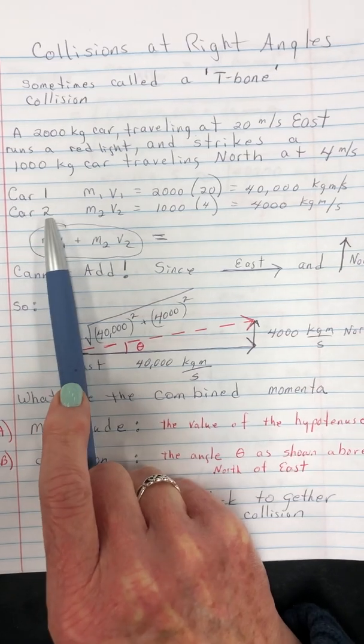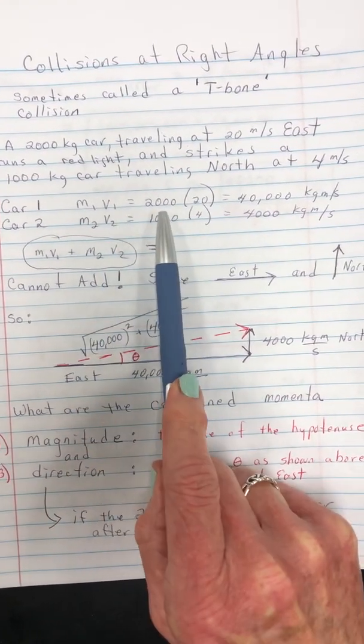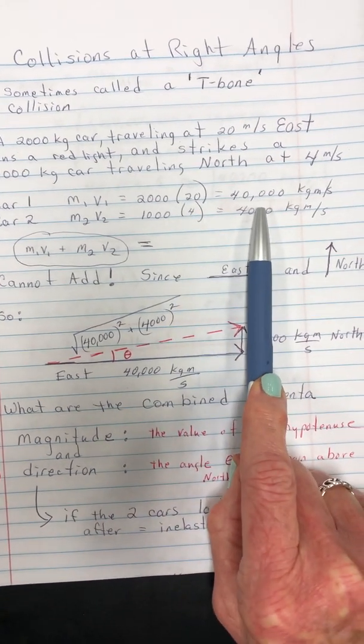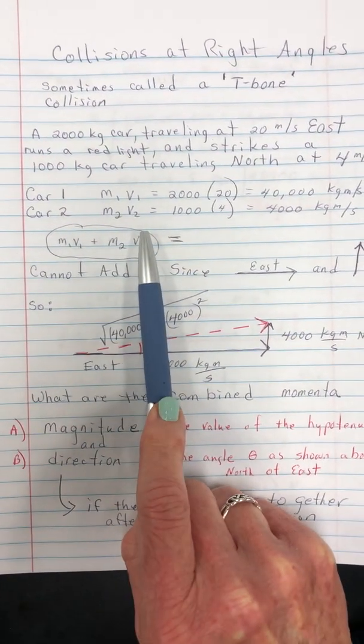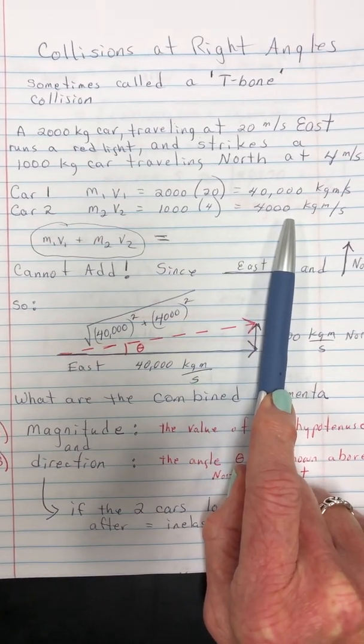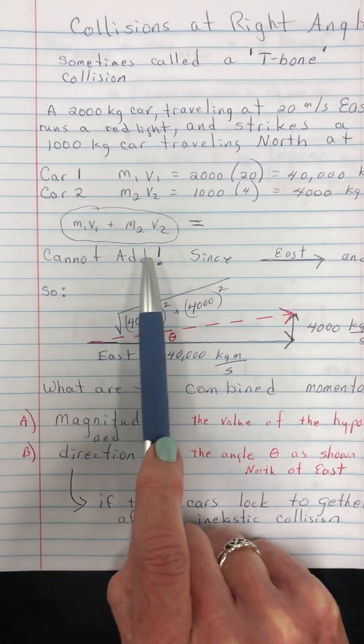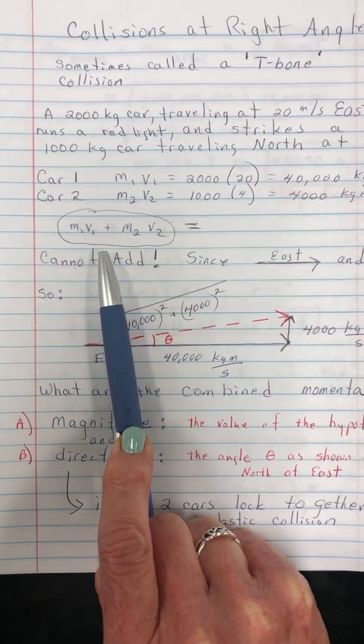So car number one has a momentum. It is m1v1, or 2,000 times 20 is 40,000. Car 2 has a momentum. It's 1,000 times 4, or 4,000. So now we need to combine these momenta, and if you see your formula, it says to add them.